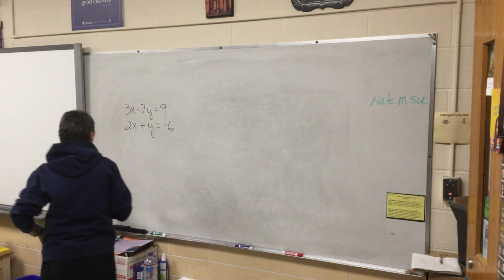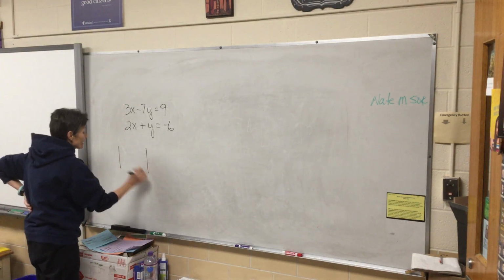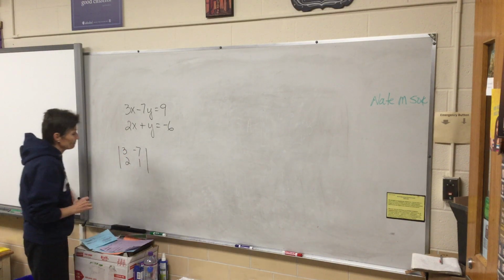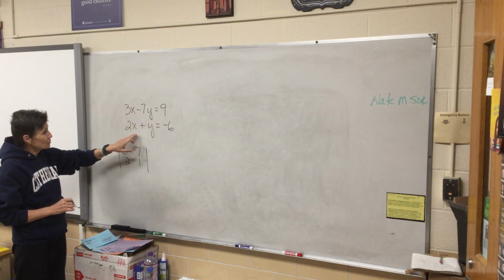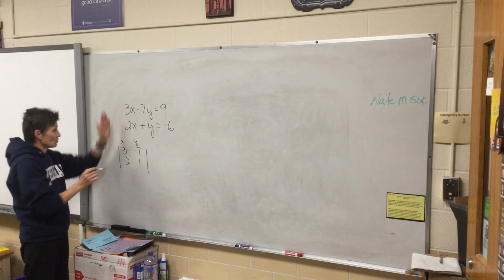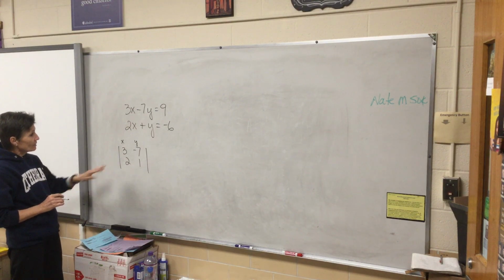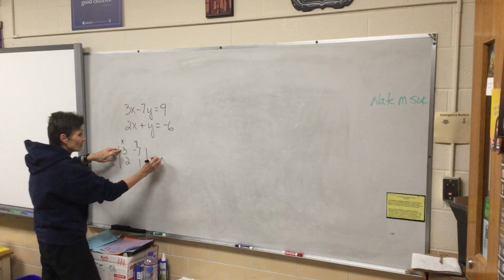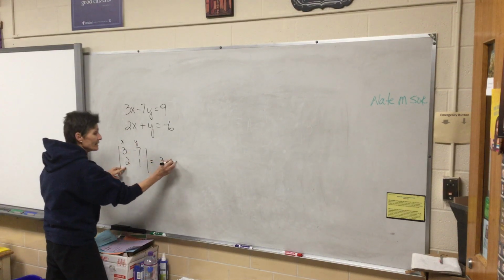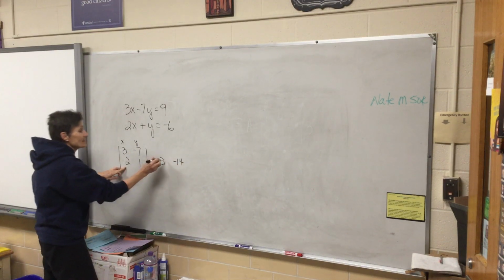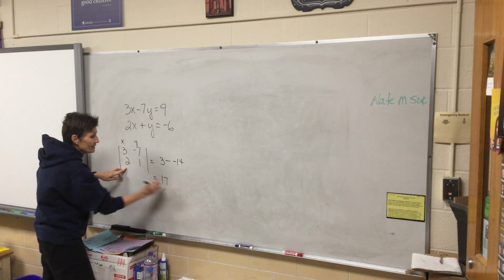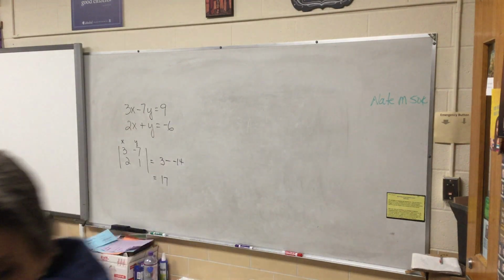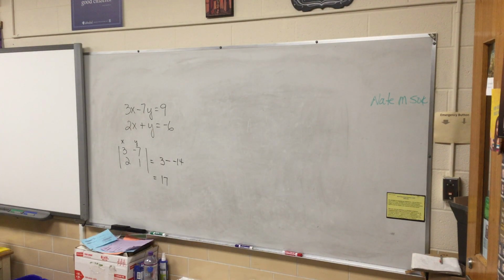Well, step one, find the determinant of the coefficients. So here's my coefficient matrix. 3, negative 7, 2, 1. I line them up. They got to be lined up. Make sure x's and y's are lined up. So 3, negative 7, 2, 1. We're going to find that determinant. So we multiply, get 3. Multiply, get negative 14. But we subtract, so the determinant is 17. Is everybody with me so far?